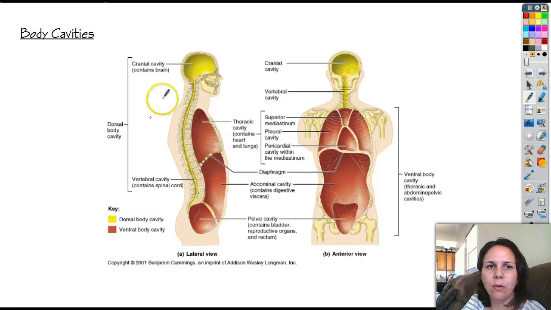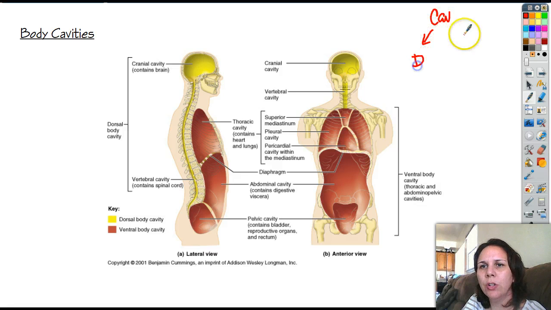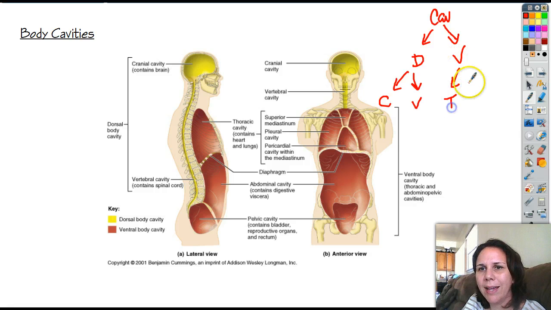Okay? So, dorsal and ventral. So let's see. Cavities. So we've got dorsal and ventral. Dorsal can be split into cranial and vertebral. Then the ventral can be split into thoracic and abdominopelvic. Now thoracic can be split into pleural and mediastinal and, come on, where's my, I lost my arrow.